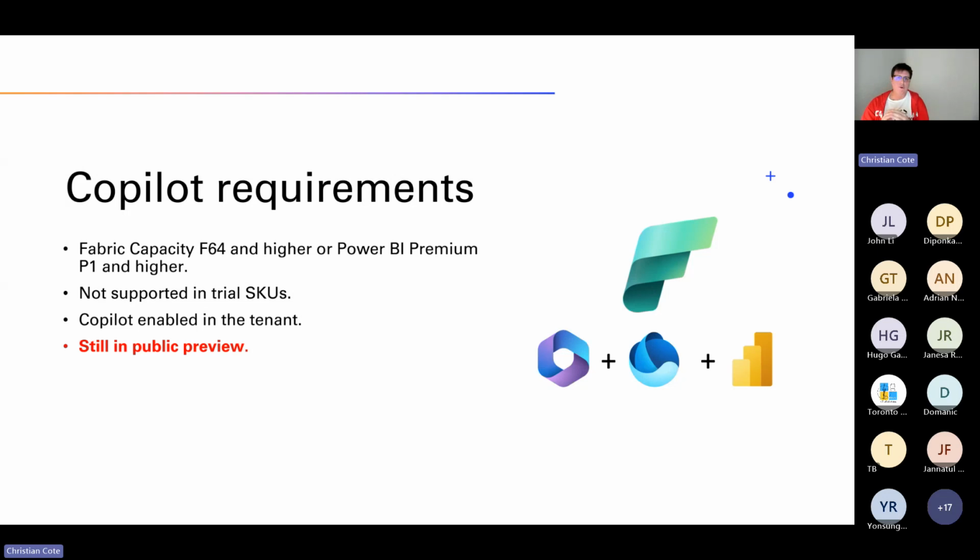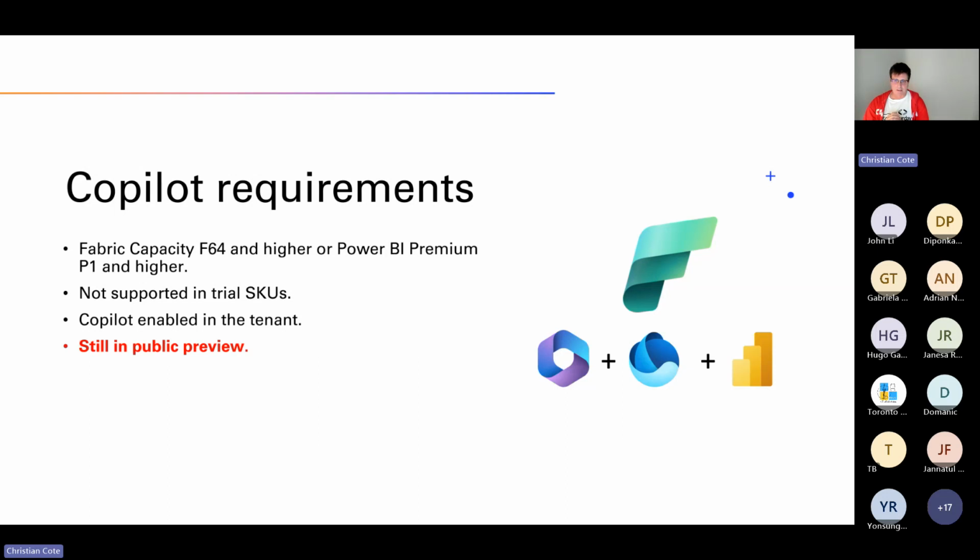So as you see on this slide, the Copilot requirement, it's not that free, right? It's quite expensive. So you need Fabric capacity F64 or higher, or Power BI Premium. No trial SKUs are supported. I'm sorry. And Copilot has to be enabled in your tenant.